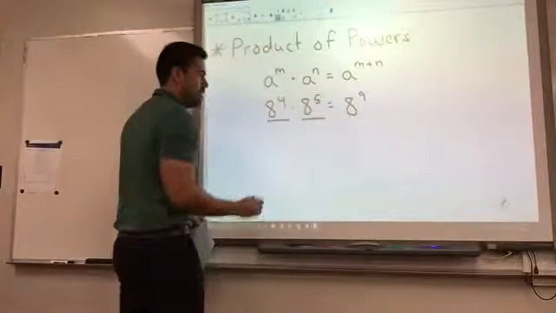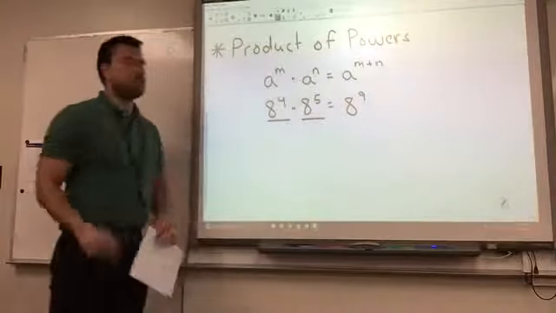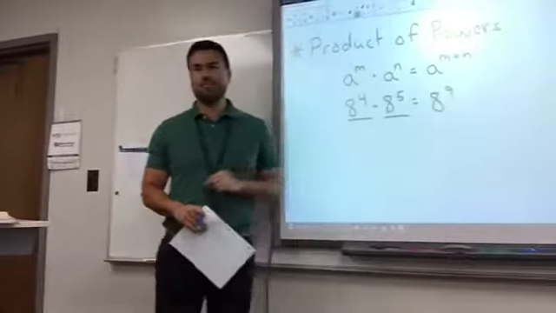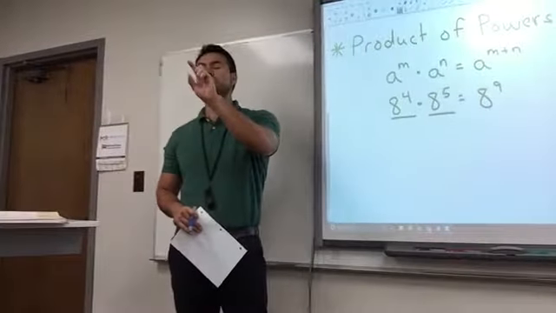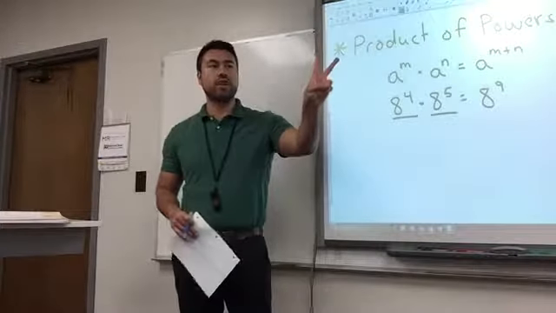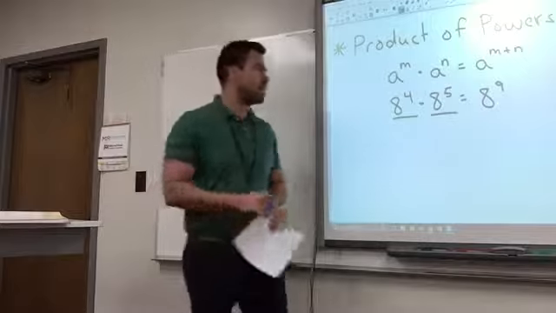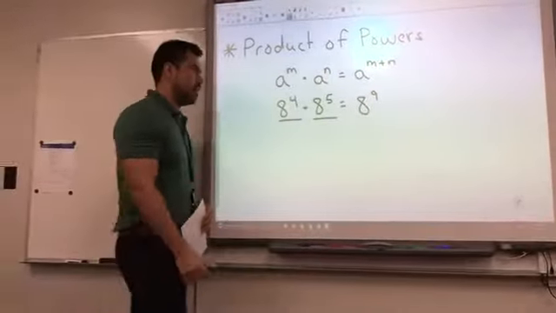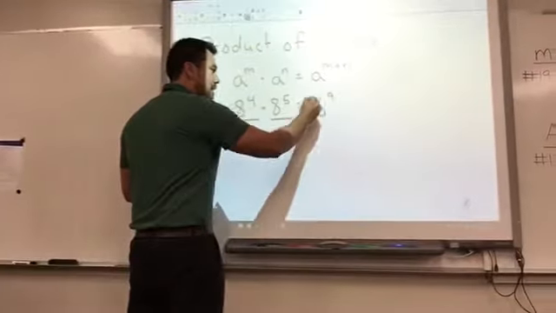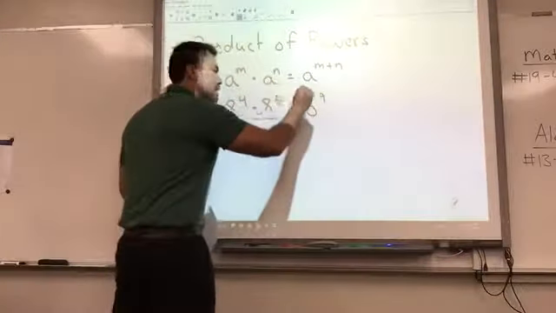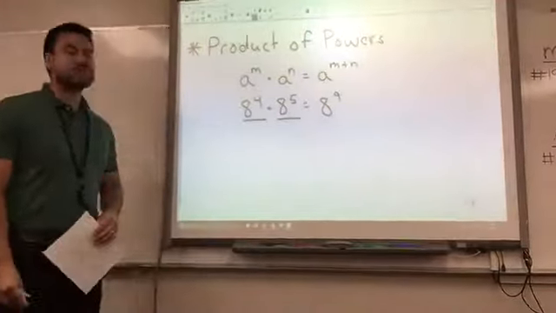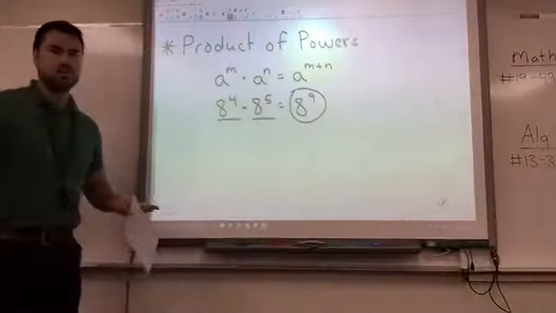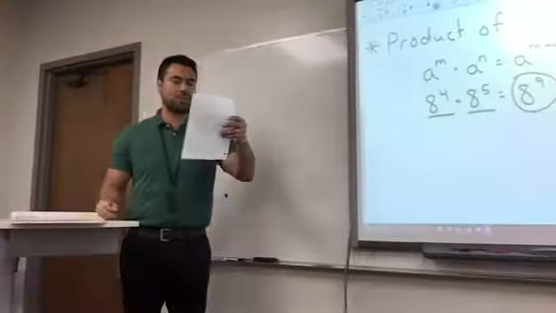What's going on between them? So we're multiplying powers. Do they have the same base? Yes. If you're multiplying two or more powers with the same exact base, what do you do with those exponents? Add them. So we get 8, the same base as the other two, with the exponent of 9. That's the product of powers property right there. Boom, right there. That's the answer. Let's see if we can apply it to some other problems.